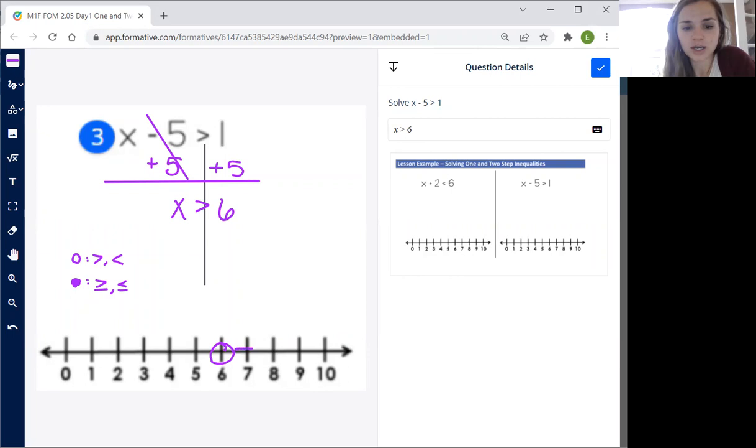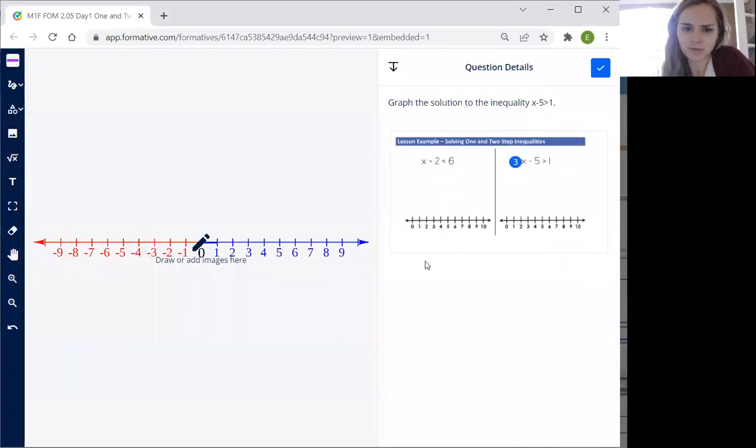Okay, and then the shading, you shade towards the direction of the inequality. So what that looks like is we want a dot at 6, and it's going to be an open dot because it does not have the equal to piece. And then we want to shade towards where that arrow points, because that inequality is going that way. I just almost think about that inequality like an arrow. Okay, you can put that in number 3 as well. So open dot at 6, shading towards the arrow of that inequality.